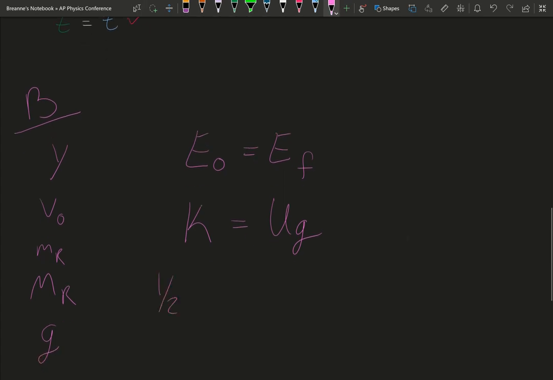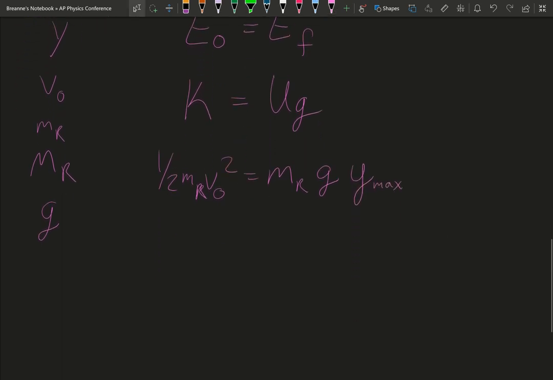You break down those equations, so 1/2 m v naught squared, and that's m naught. And if we're doing, let's worry about x first. So little m_R equals mass times gravity times your... not final velocity, your height. What did I say, velocity? I meant height. m_R, g, and then your maximum height. So we need to get maximum height by itself.